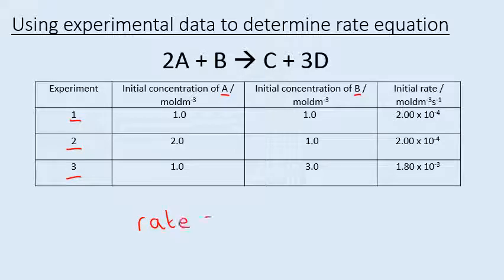Right, so before I even start trying to work this out, I know that the rate equation will have the form of rate equals k, and because there's 2 reactants here, it's going to be [A] to the power of x, concentration of [B] to the power of y. These square brackets are essential, by the way. We must have square brackets because that's telling us it's concentration in moles per decimetre cubed.